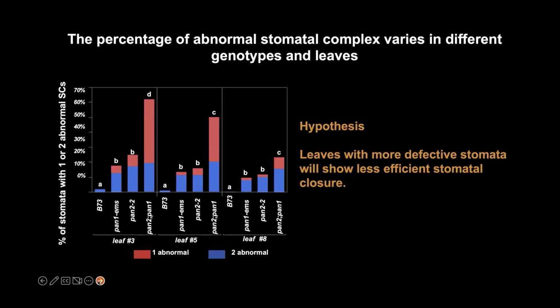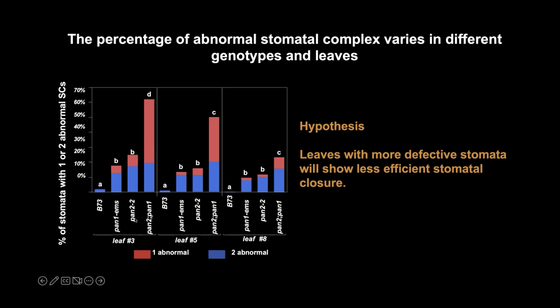More interestingly, in those mutants, PAN1, PAN2, and the PAN1, PAN2 double mutant, the percentage of abnormal stomata complexes varies in different genotypes and leaves. So we had a simple hypothesis that leaves with more defective stomata will show less efficient stomata closure. As you can see here, in leaf 3, leaf 5, and leaf 8, the double mutants always show the most severe stomata development defect. So we expect that there will be a more severe stomata function defect in the double mutant.